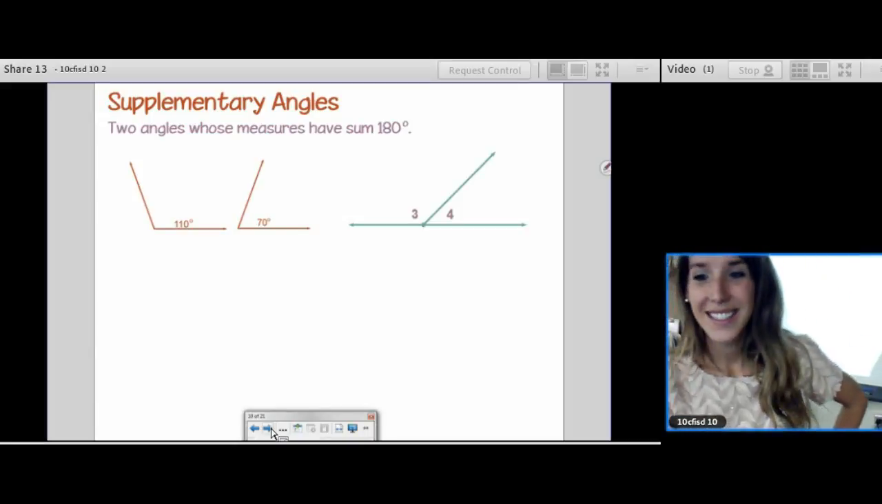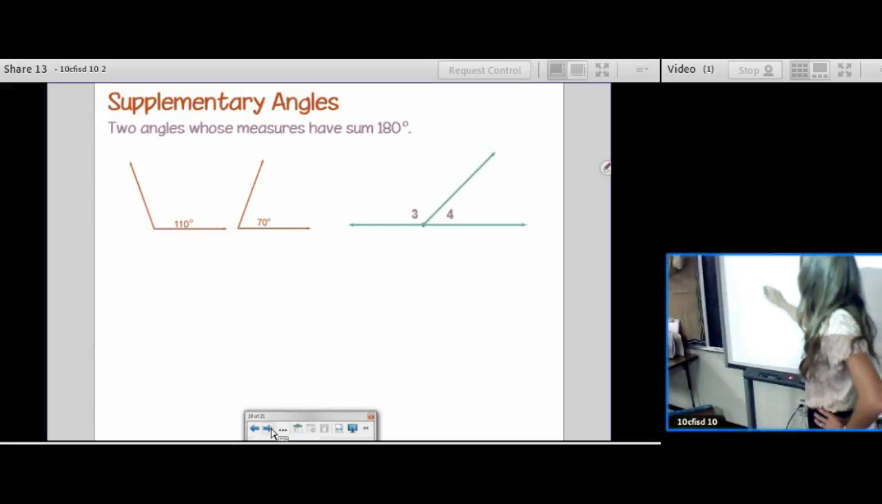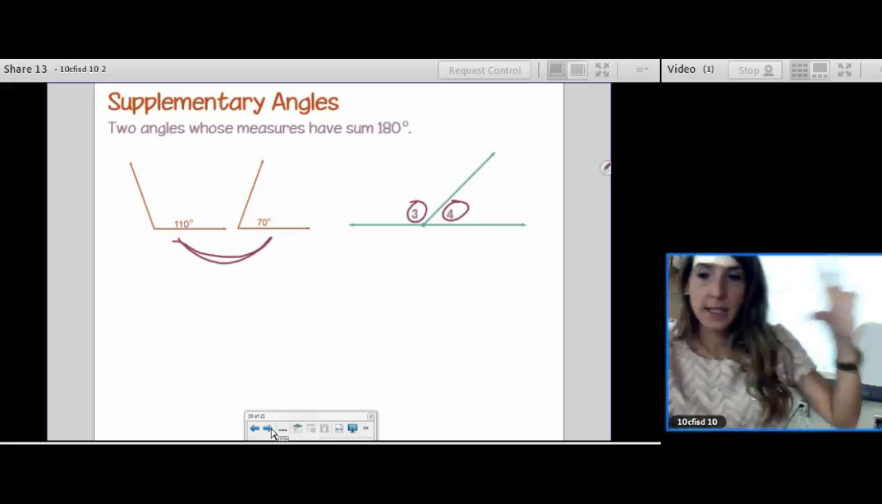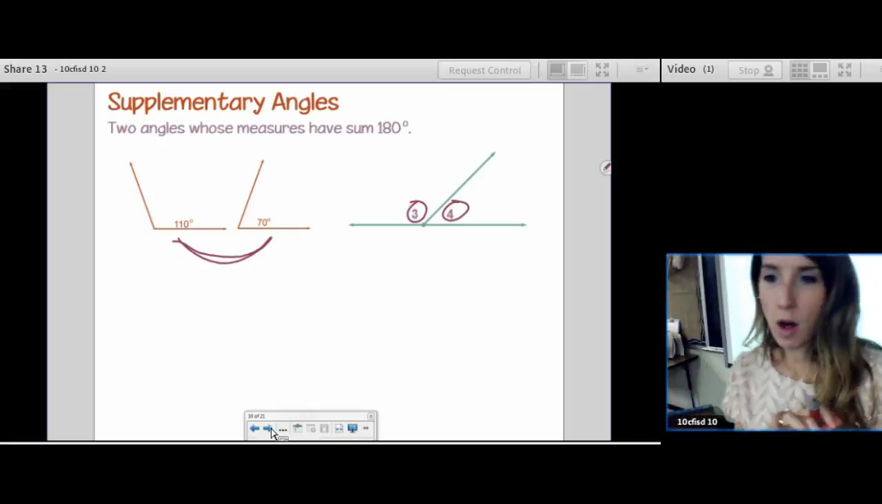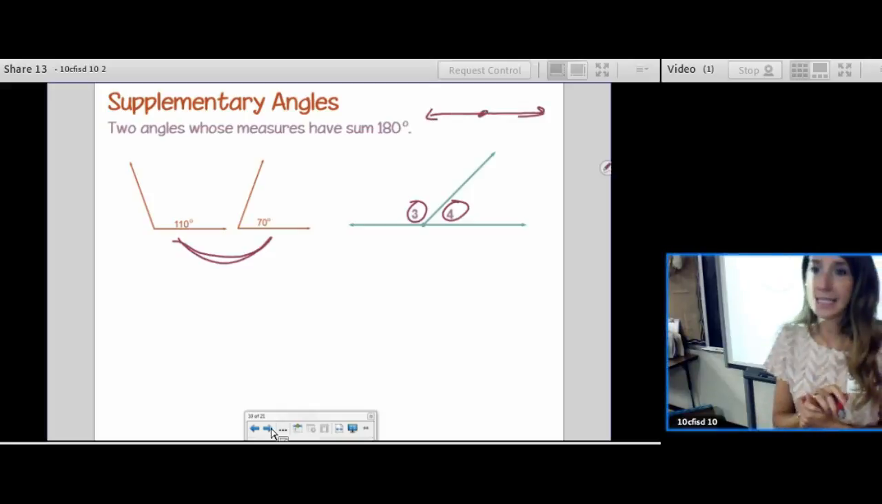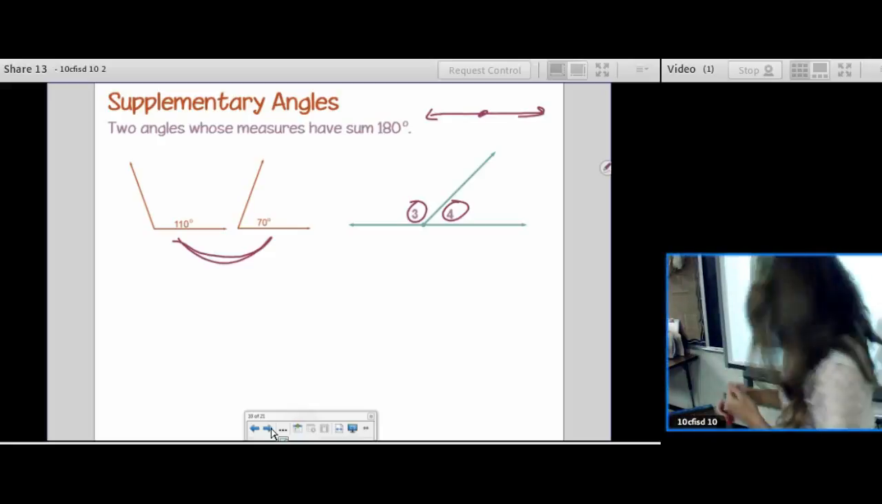Supplementary angles, we can have them separate. We've got two angles whose measures sum 180 degrees. Or, here's what it looks like if they're supplementary and adjacent. So they can be separate or they can be together. But also, once again, supplementary, a straight angle is not supplementary by itself. It has to be two angles.